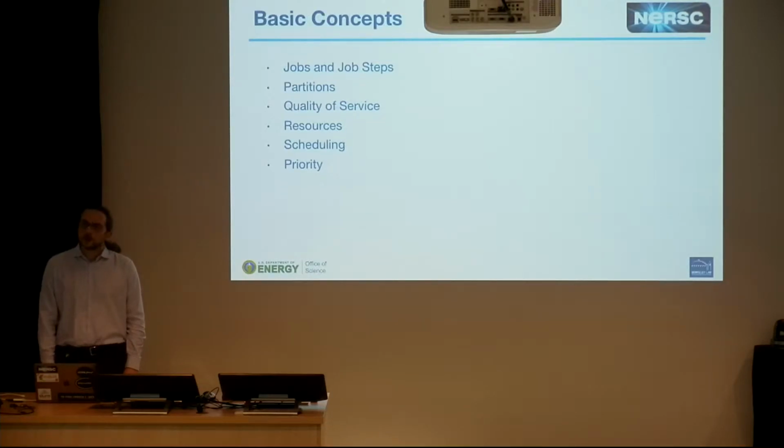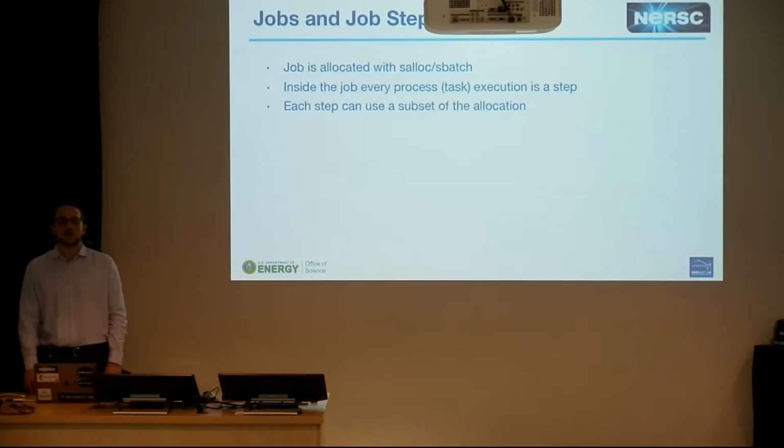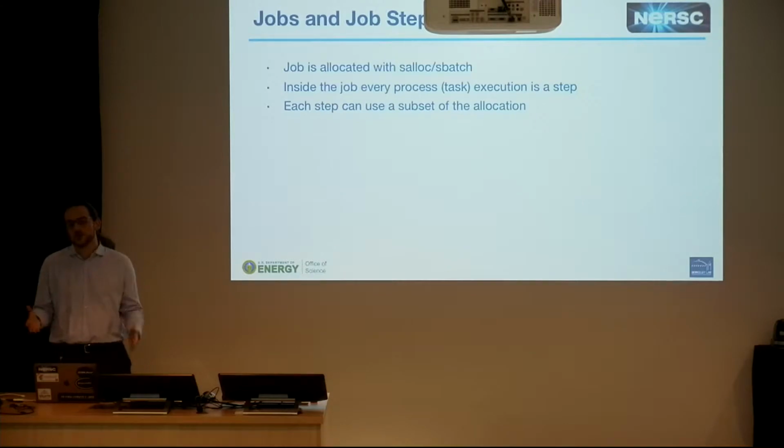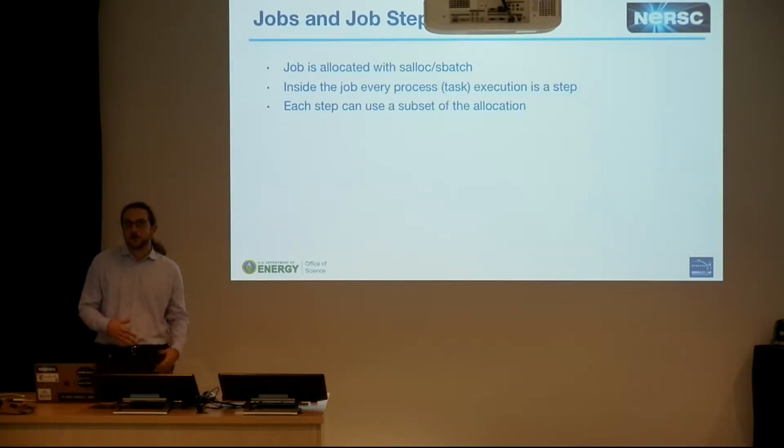I think we're going to go over the basic concepts here. I guess the audience already knows that, but I'm still going to do it. So, jobs and job steps. Slurm has the concept that not only do you have a job, but the job contains several steps. So every time you execute a process in a job, it's going to be tracked as a separate step. And each job step can use a subset of the allocation. So if you allocate, let's say, 100 nodes, and you do an srun, you can do the srun on 10 nodes, and you can partition your big allocation into smaller ones if you want.